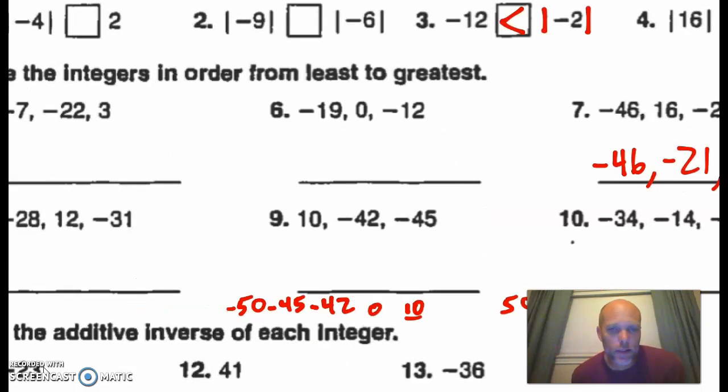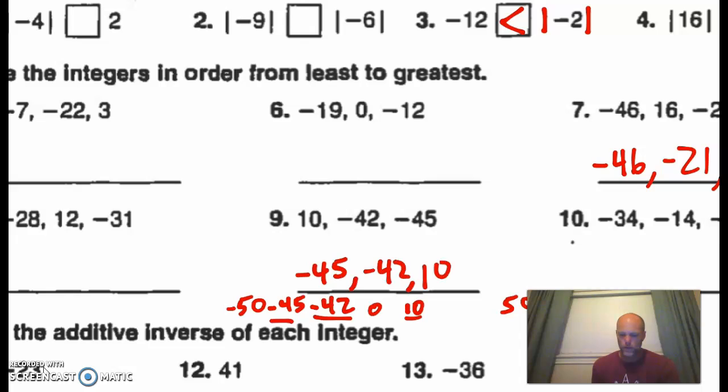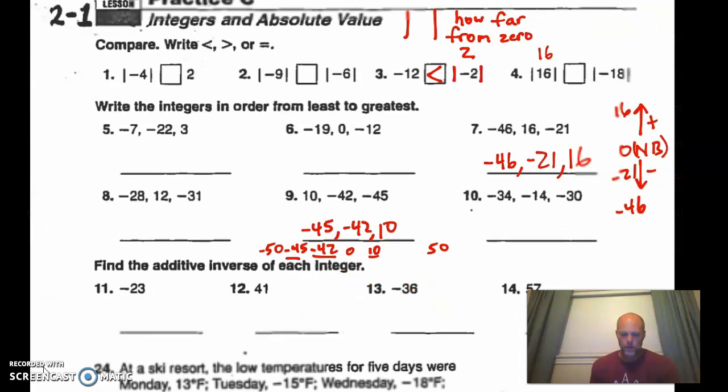Well, least to the left, greatest to the right. So we've got negative 45, negative 42, and 10. Negative 45, negative 42, and 10. Okay? Number 11 through 14.